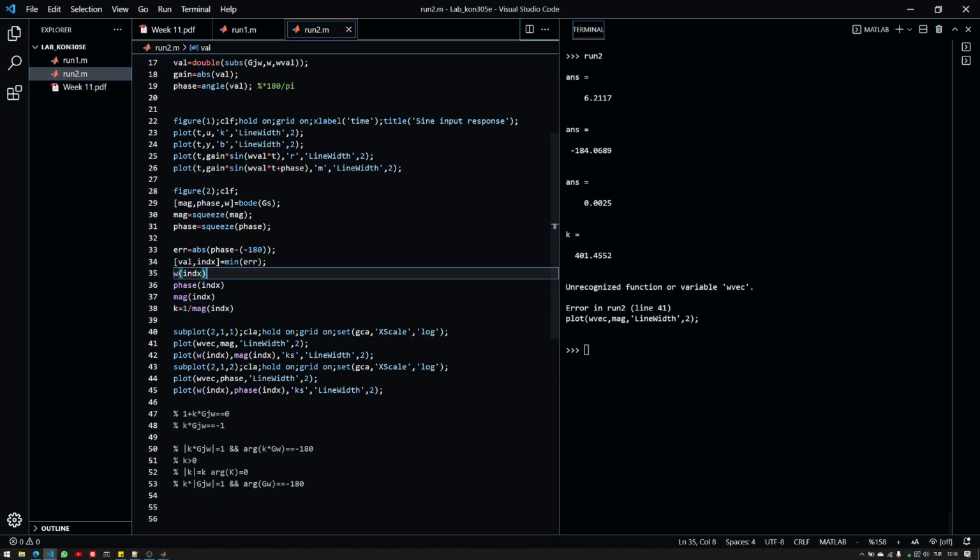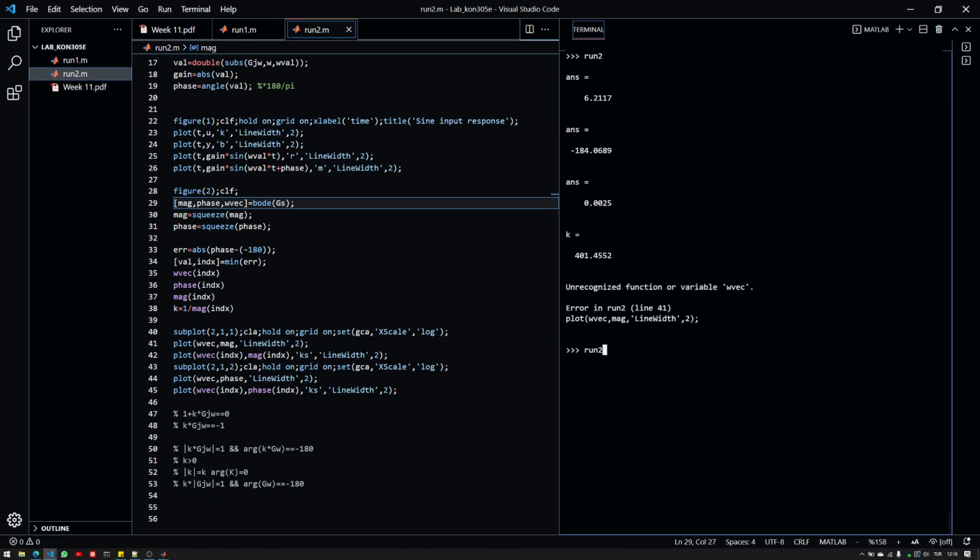Seems like we're not. Yeah, omega vec. Let's call it omega vec and omega vec, since sometimes we use omega in the symbolic toolbox.